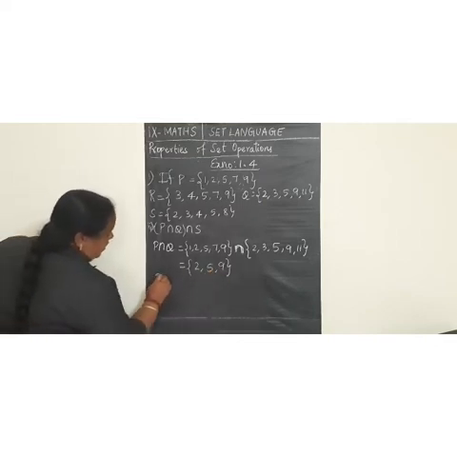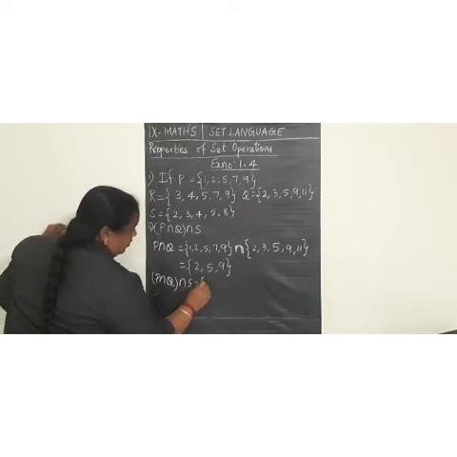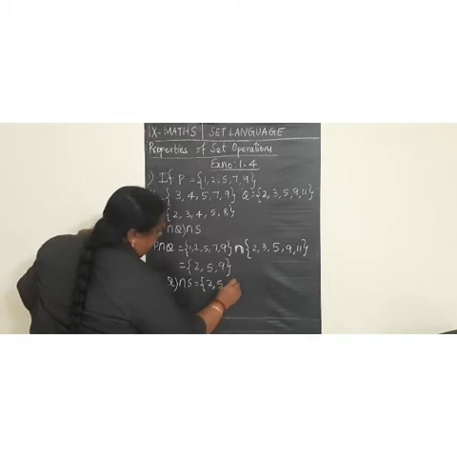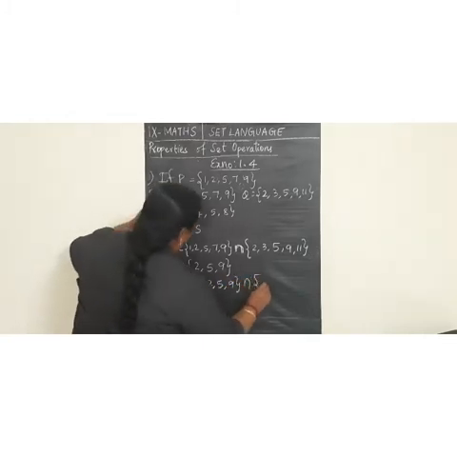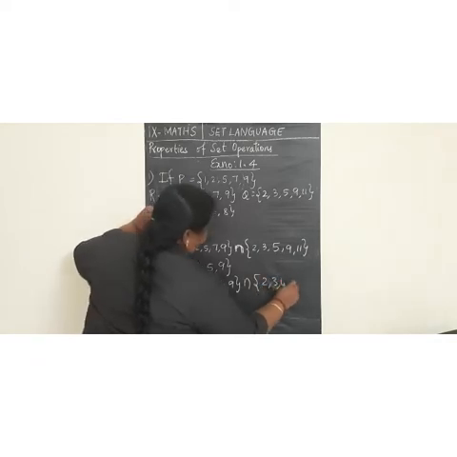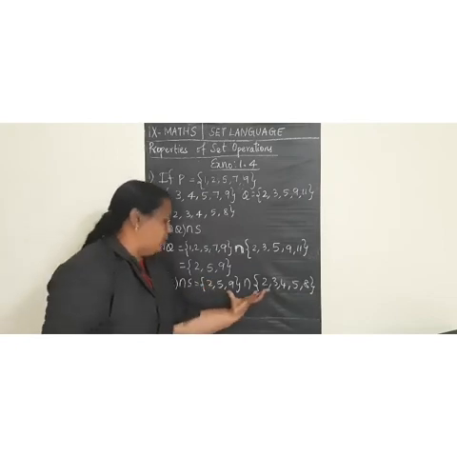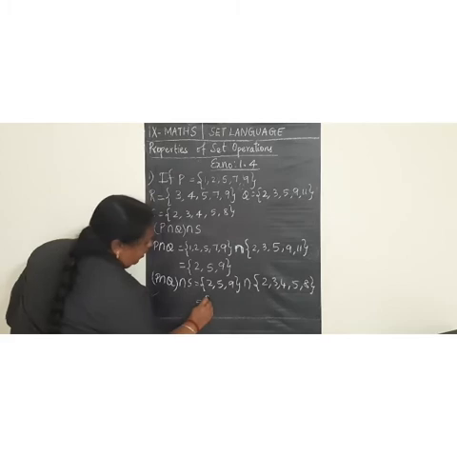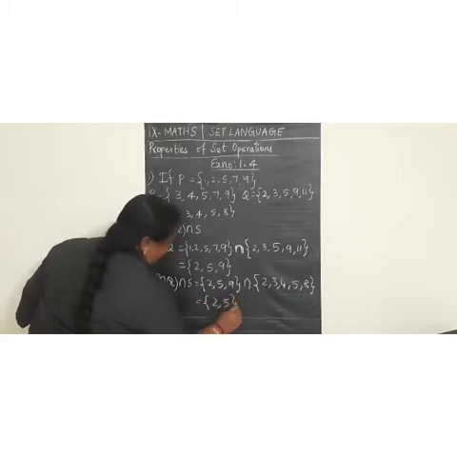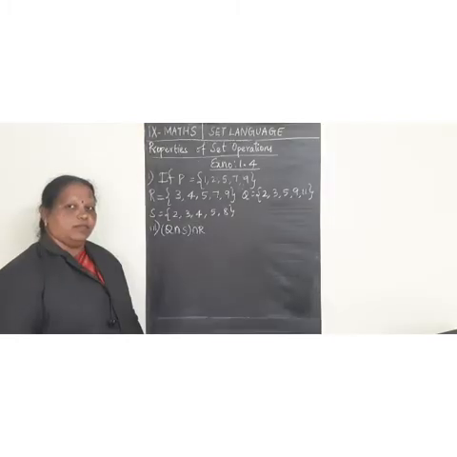Next we have to find P intersection Q intersection S. P intersection Q we found as 2, 5, 9 intersection S. What is the S here? 2, 3, 4, 5, 8. For intersection, in these two we write only the common elements. The common elements in these two are 2, 5. So P intersection Q intersection S is equal to 2, 5.